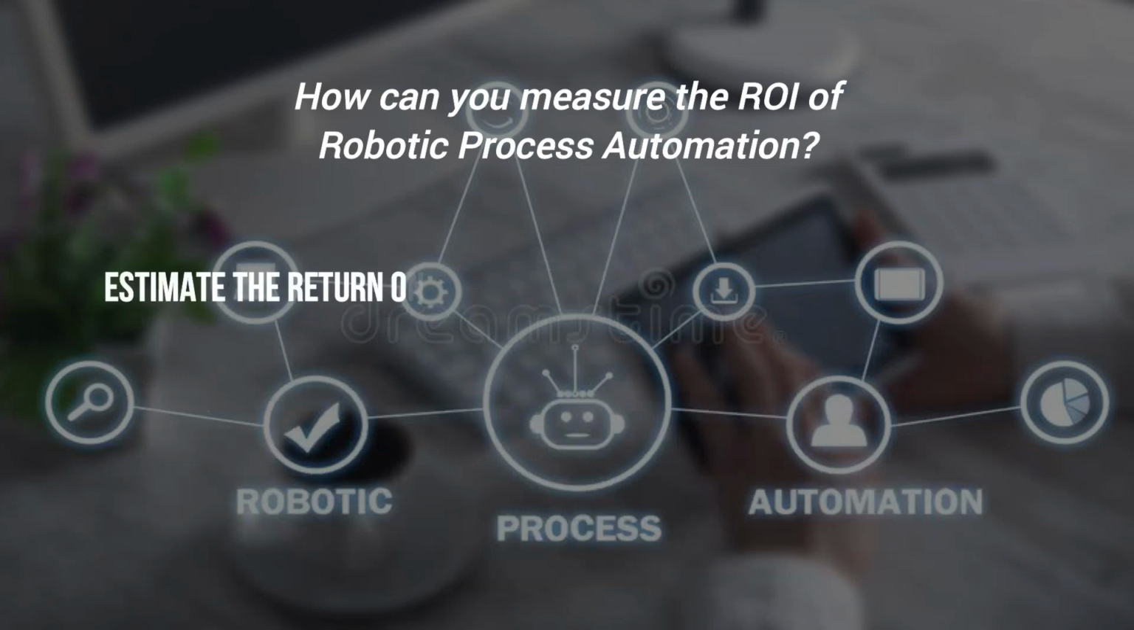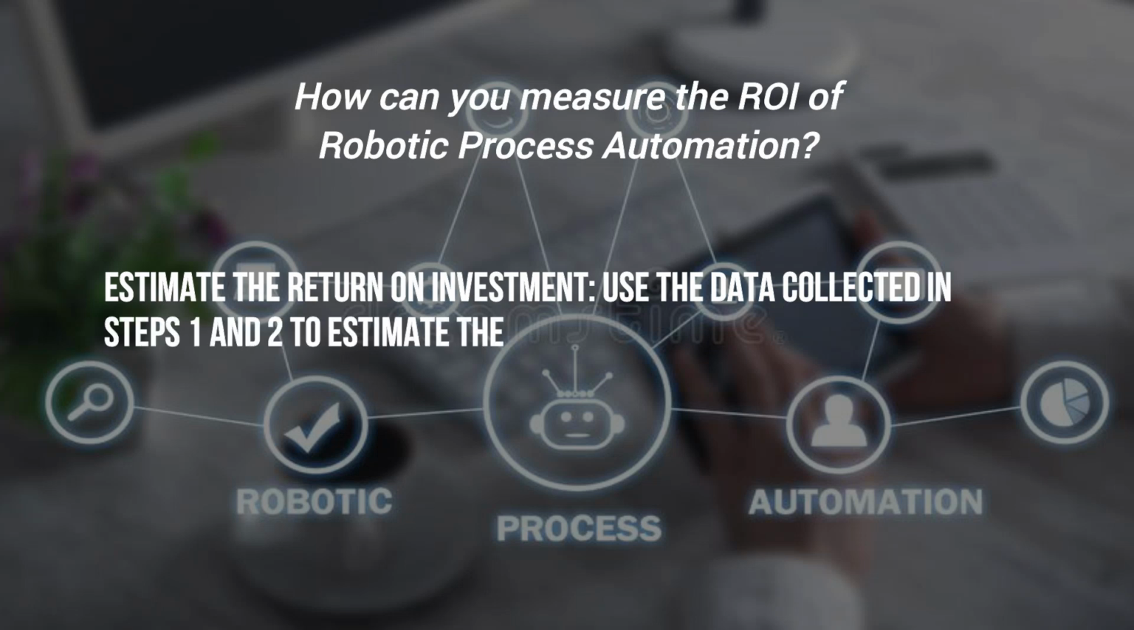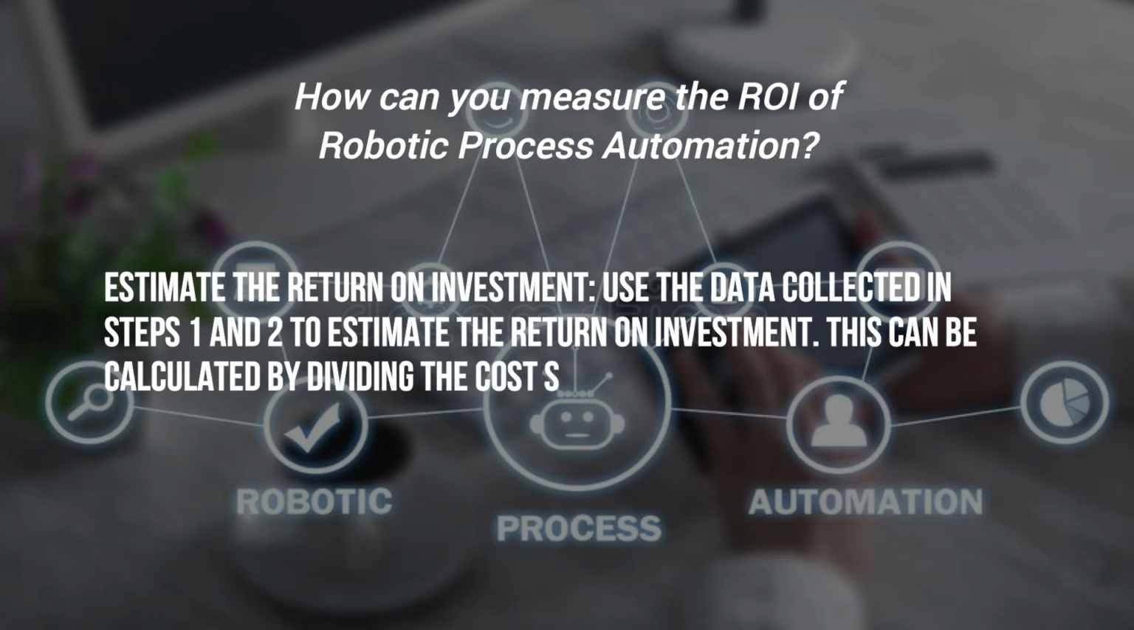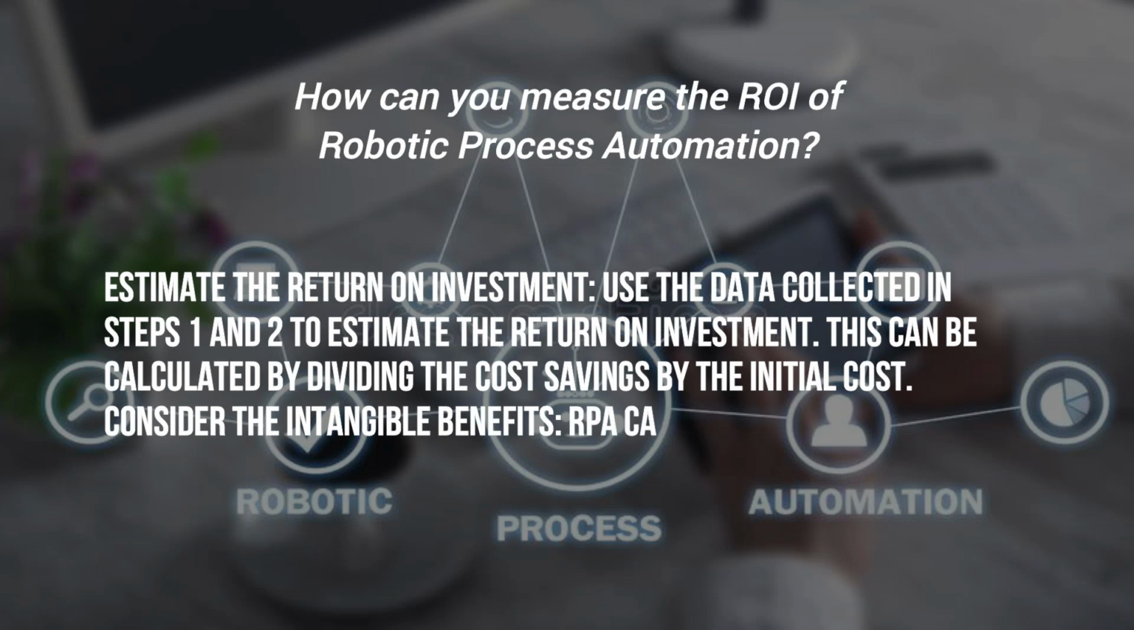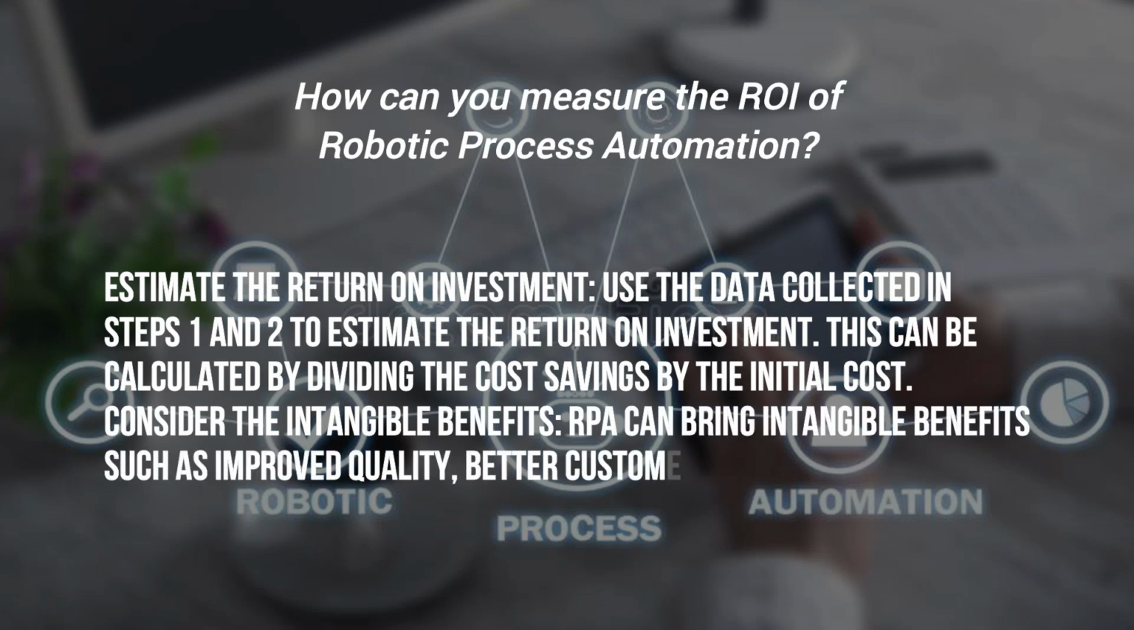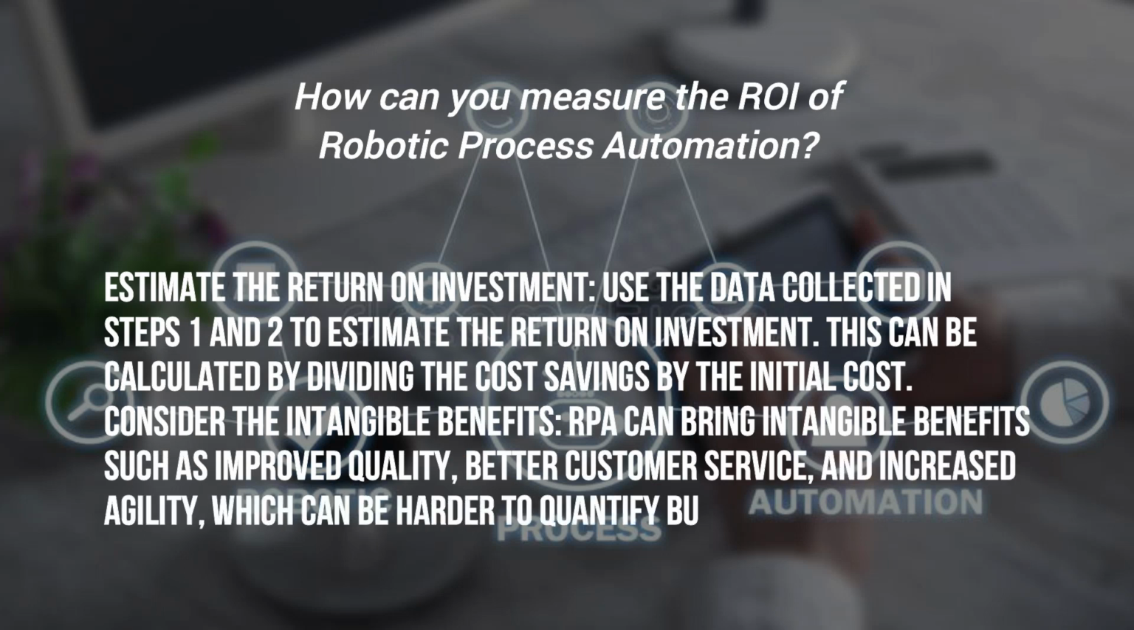Estimate the return on investment. Use the data collected in steps 1 and 2 to estimate the return on investment. This can be calculated by dividing the cost savings by the initial cost. Consider the intangible benefits. RPA can bring intangible benefits such as improved quality, better customer service, and increased agility, which can be harder to quantify but should also be taken into account when measuring ROI.